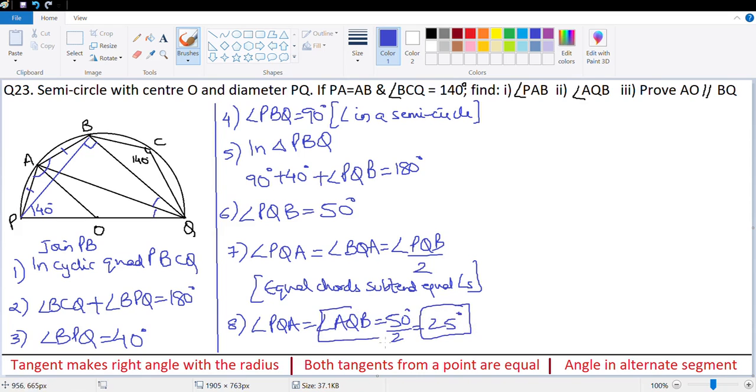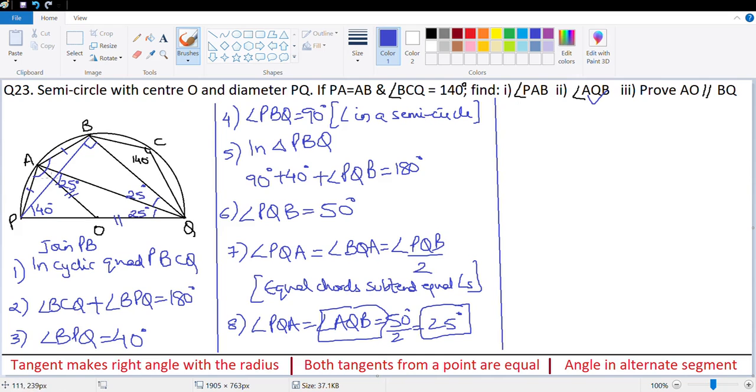So we've got angle AQB as 25 degree. This is 25 degree. Now OQ and OA are equal. Why? These are radii of the same circle, which means this angle is 25 degree. Why? Because this is an isosceles triangle. So if this is 25, then I have been able to prove PQ and AO are parallel, because if PQ and AO are lines and AQ is the transversal, these are alternate interior angles. Since they are equal, these are parallel. So that part is also done.